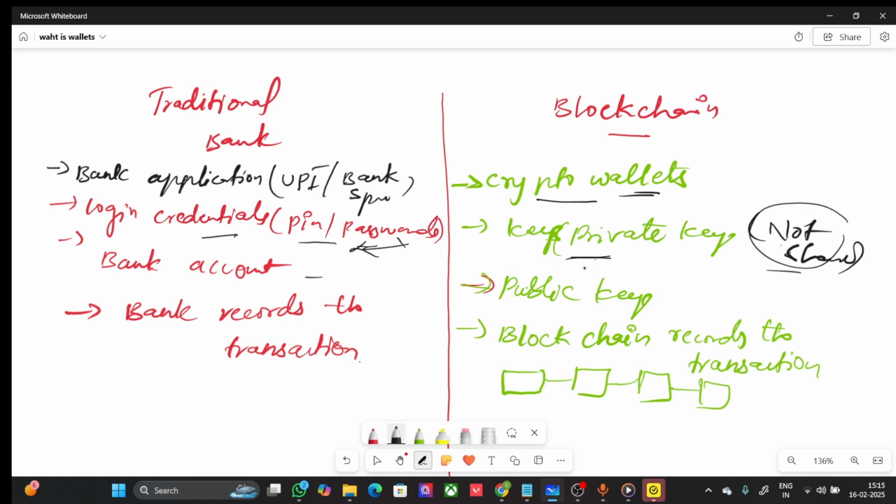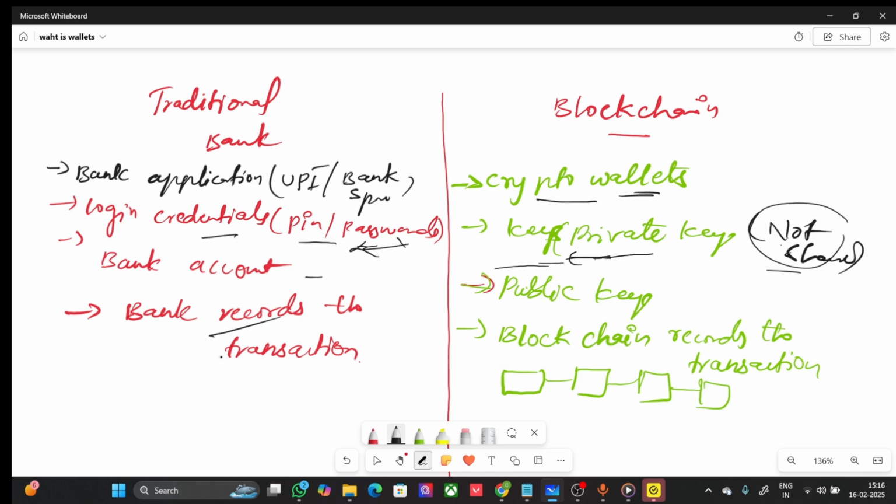Likewise, we have the public key. We can share the public key through which the sender can send the cryptocurrencies to our wallet. Just holding the public key, they cannot do any damage or take your cryptos from your wallet. But if they have your private key, then it's boom. You will lose all your money. So never ever share your private key with anyone.